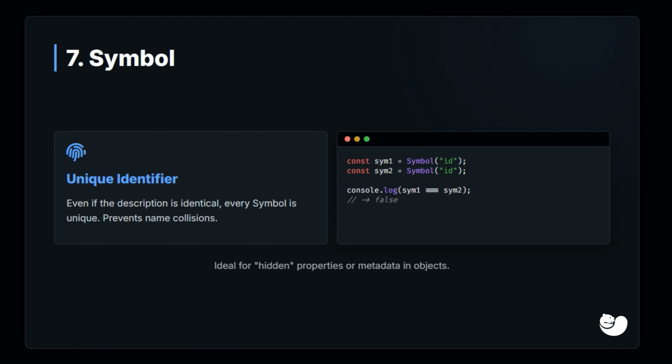Symbol data type. Imagine you need a master key that you know will never be repeated. The symbol type creates totally unique and guaranteed identifiers, even if they have the same description. It is the ideal tool for creating hidden object properties that will not collide with other keys or appear in standard iterations, ensuring the privacy and uniqueness of the identifier.